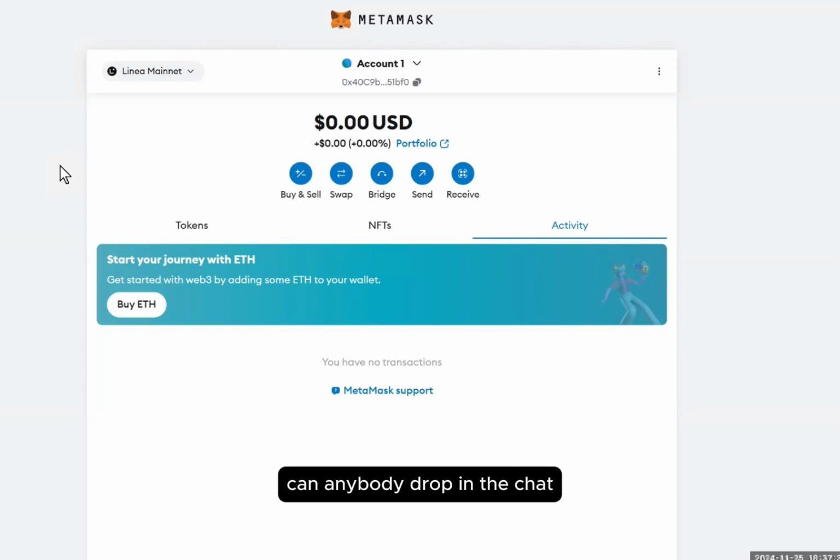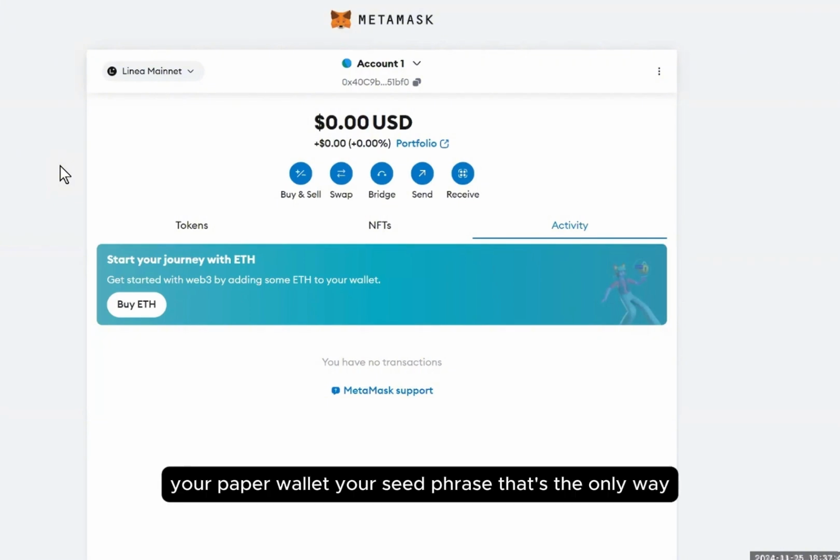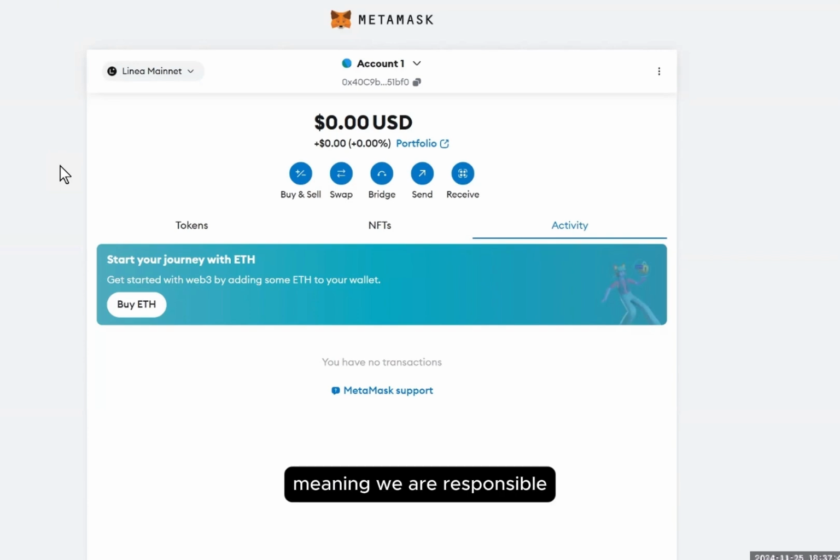Can anybody drop it in the chat? What can save you in a situation like that? A master key, okay. Your paper wallet, your seed phrase. That's the only way. Meaning we are responsible. We have no one to blame. We have no one that can help us if we don't at least have that. That is the end all, be all when it comes to protecting your wallet and your assets, right?